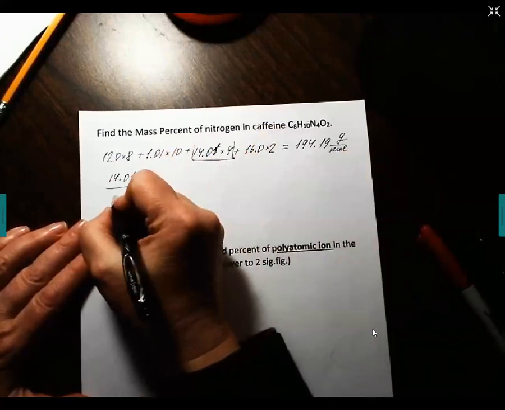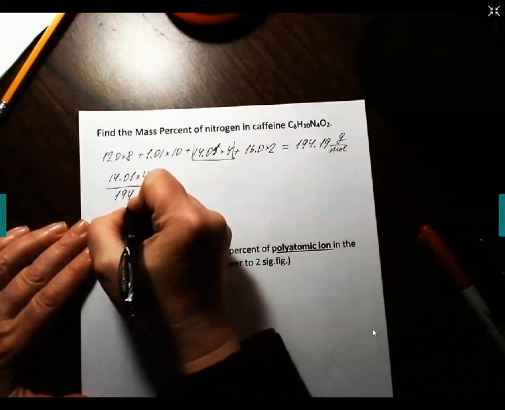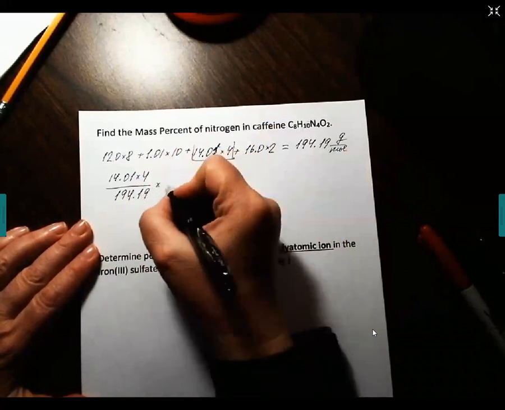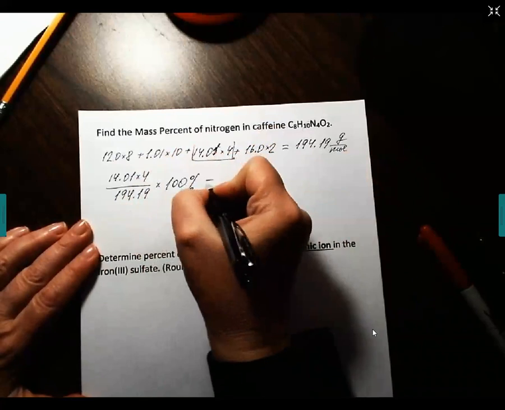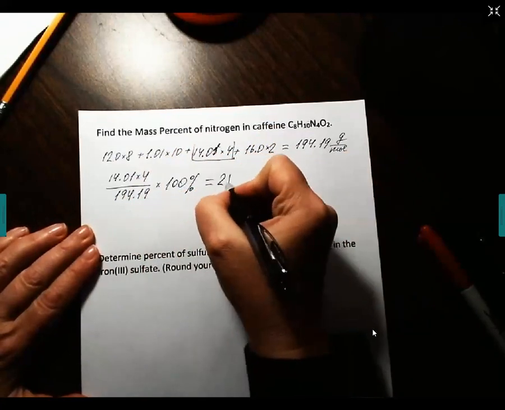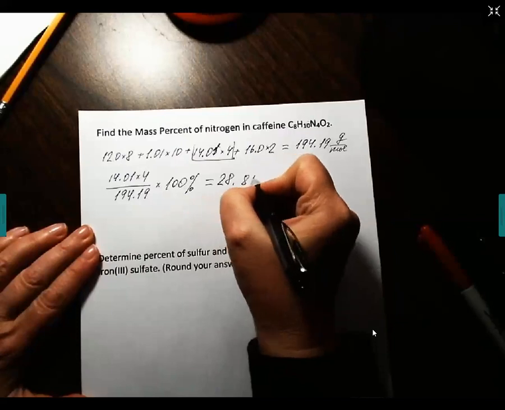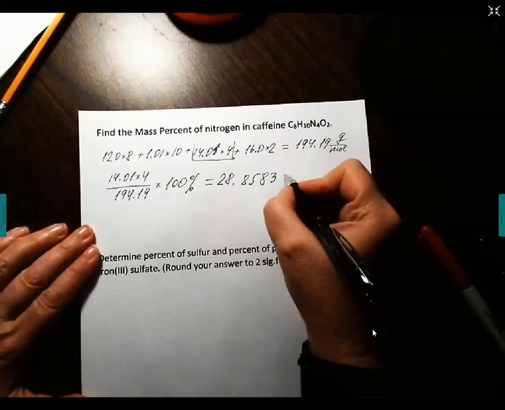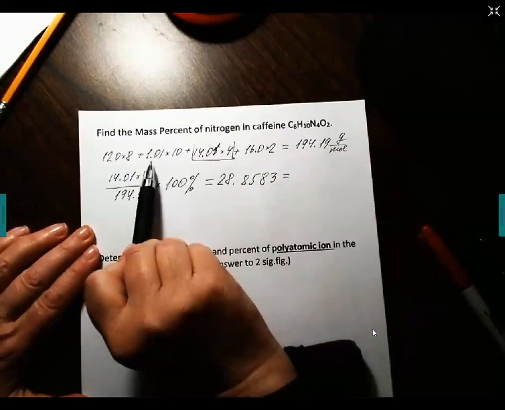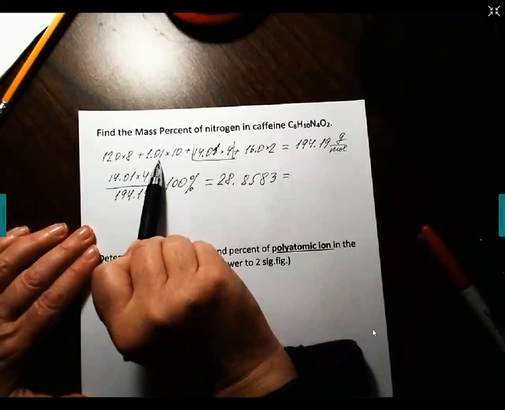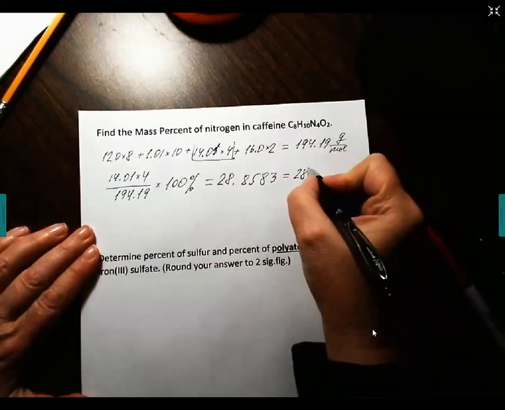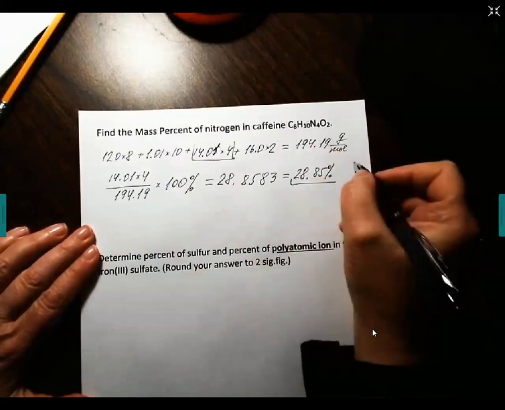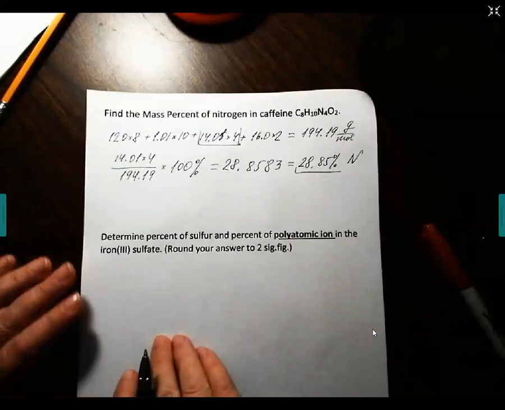And we should divide it by the molar mass of this compound and multiply by 100%. And it's going to be 28. Calculator will give us this number, but because we used 2 decimals for atomic mass, I think we should round it to 2 decimals for the percent of nitrogen in this compound.